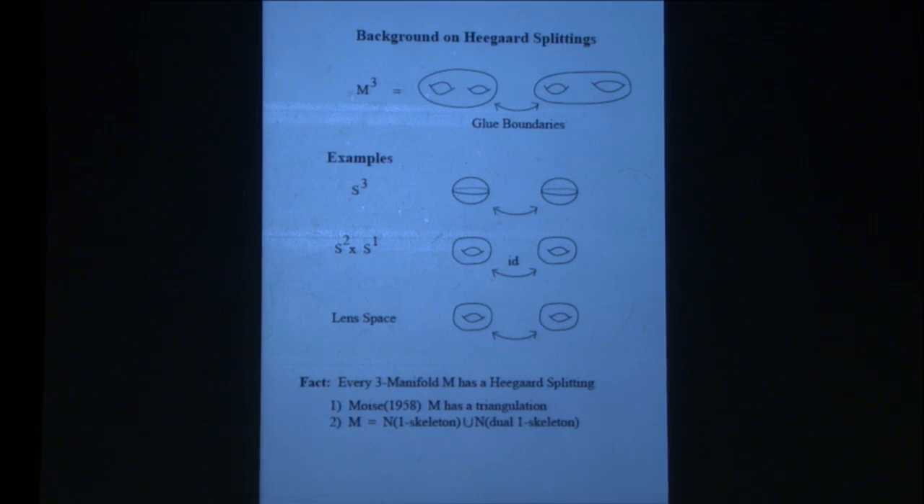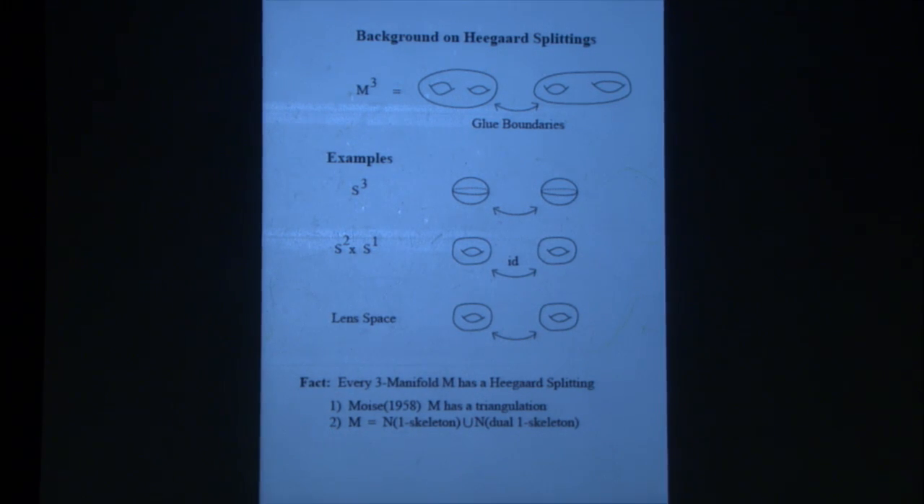So in particular, the three sphere can be gotten by gluing two three balls together. And S2 cross S1 is gotten by taking a solid torus and doubling it along its boundary. You can see just a meridional disk. When you double it, it's a two sphere, and then you get an S1's worth of them. And the lens spaces are the spaces obtained by gluing two solid tori together.